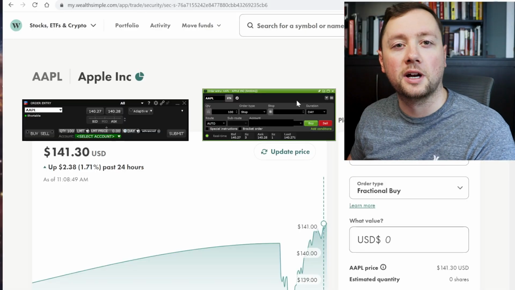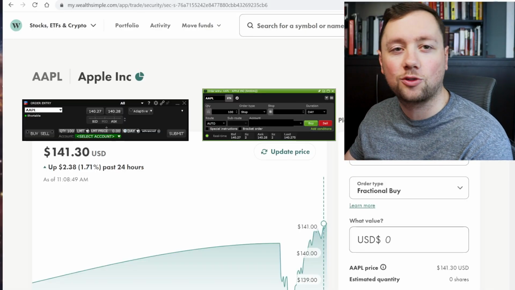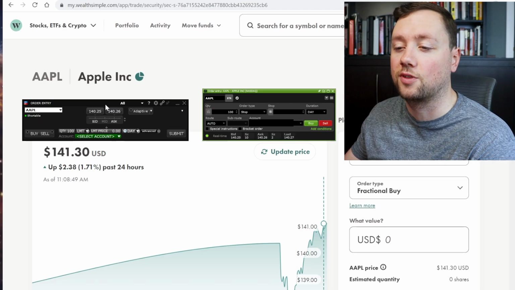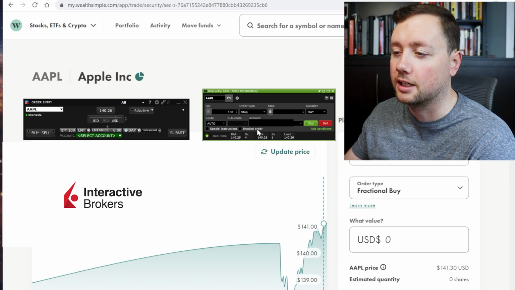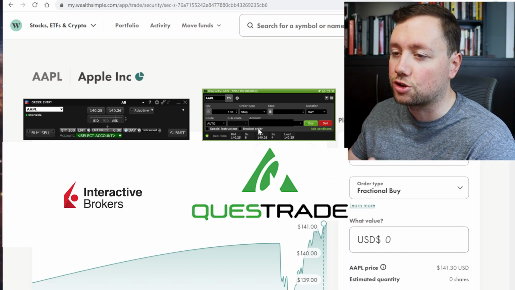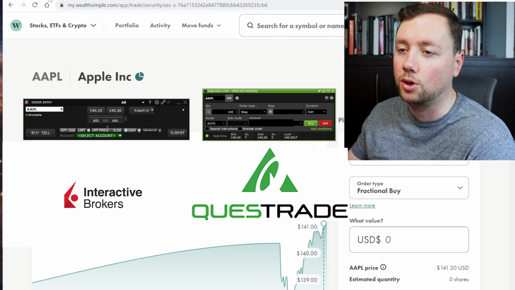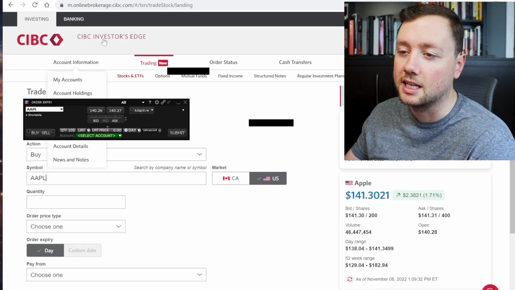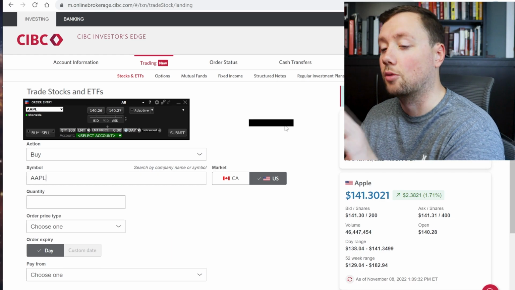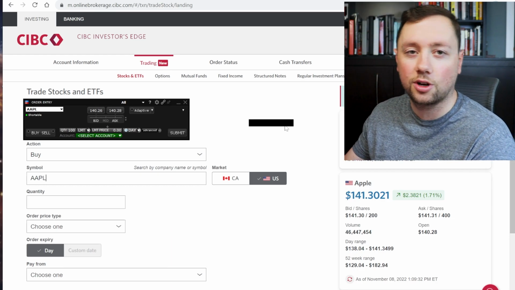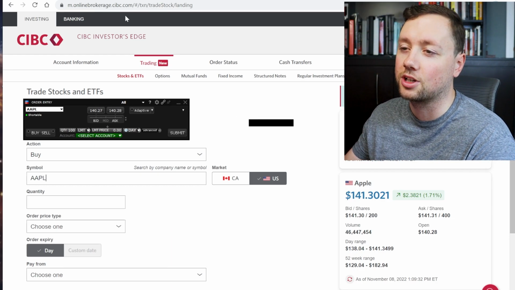Alright everybody, so to start us off here, let's just talk about the platforms that we are going to be evaluating in this video. On the left hand side here, we have Interactive Brokers, that is this window right here. On the right hand side, we have Questrade, and in behind it, we have WealthSimple. We also have CIBC Investors Edge up and running, and we are going to test out the price for securities on all 4 of these different platforms to see if there's any differences.